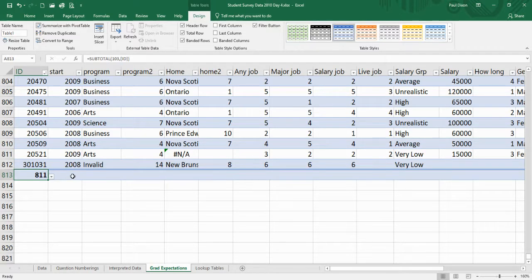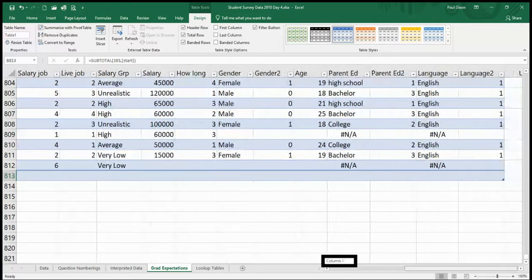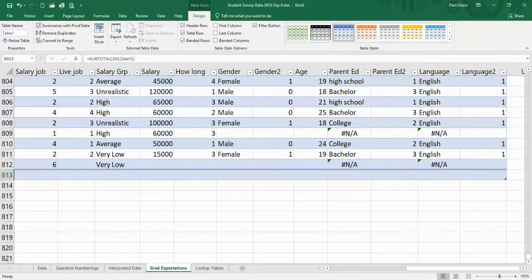Here are some of the questions. One of them was, when did you start your program? Well, let's click on count there. 802. So we must have 9 blanks in this column somewhere, and so I don't have all the records here. You may want to start looking across some of these things and seeing whether students responded or not in terms of the questions we had here.